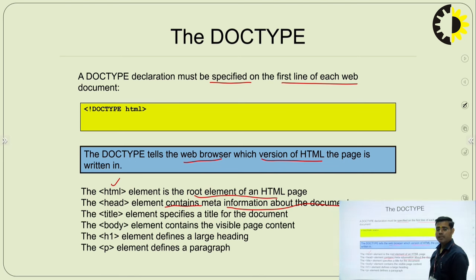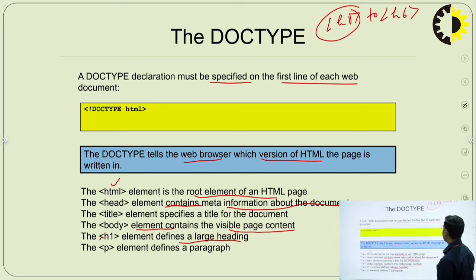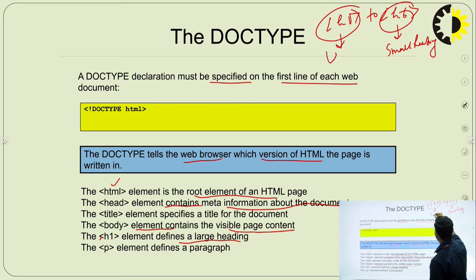Whatever you write in the body section is displayed in your web browser. Body elements contain the visible page content, like H1, which defines the heading, a large heading. Basically we have six types of heading, from H1 to H6. H1 defines the largest heading and H6 defines the smallest heading. The paragraph element defines the paragraph.